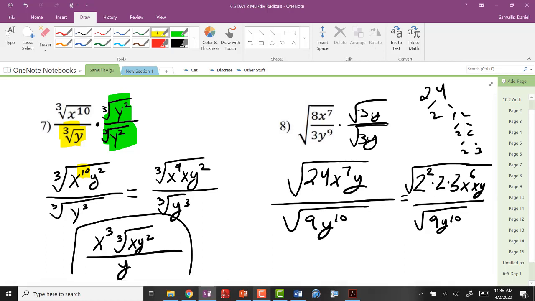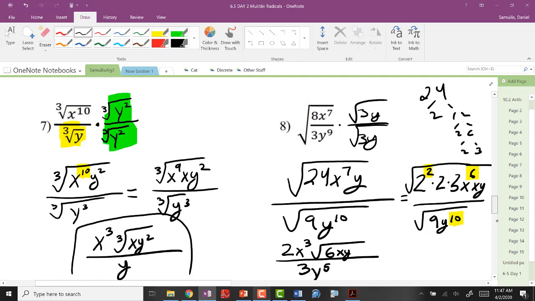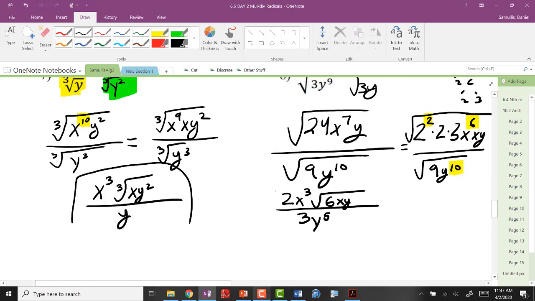All right, so now I'm going through the process of simplifying. Divide these by 2. Well, the square root of 9 is 3, but you can write it as 3 squared if you would like. So my final answer: 2 x to the 3rd square root of 6xy divided by 3 y to the 5th power. That is our final answer.